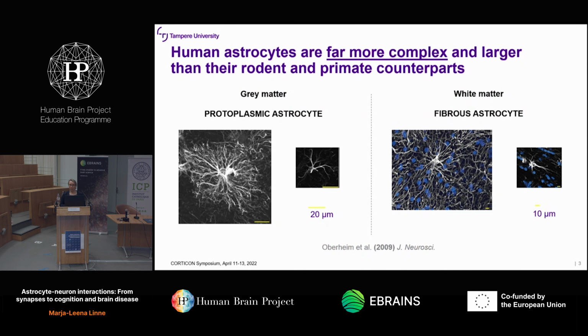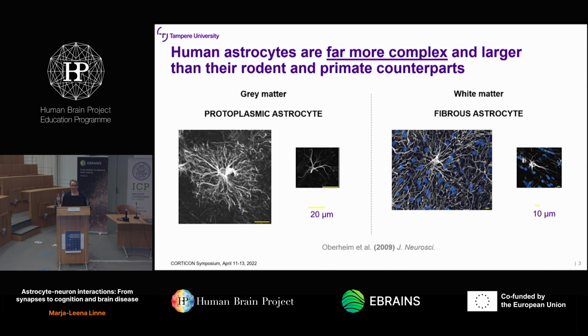From these times, we've come a long way, and today we understand that human astrocytes are far more complex and larger than their rodent and primate counterparts. This is mainly because over the past 10, 15 years, we have developed new imaging techniques, and particularly new image analysis techniques, where we can reconstruct the cells at this level of detail.